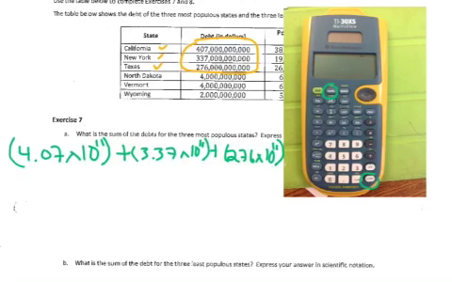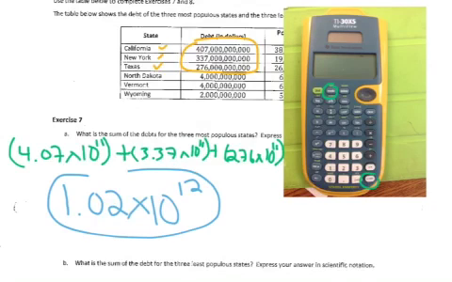Okay, sorry about that phone call, but right now, if you type this in your calculator exactly as you see it here, your final answer should be 1.02 times 10 to the 12th power. If you did not get that answer in your calculator, now's the time to ask your teacher. If you did, let's move on to part B.